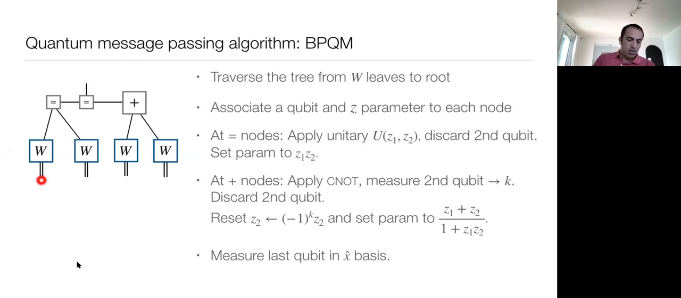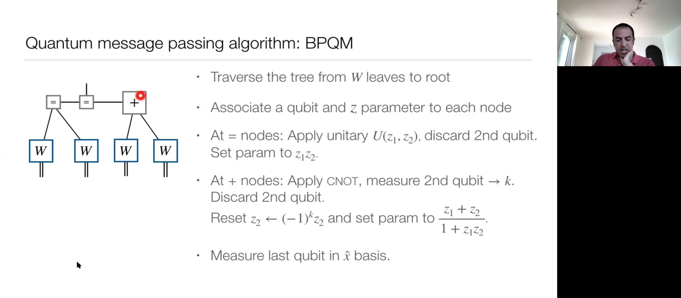So for these qubits, we're going to apply this specific unitary, which depends on the parameters that go with these two channels, Z1 and Z2. They could be different. In this case they're the same because I wrote W for all of them, but in general they are different. Then after we do this unitary, we're going to discard the second qubit and set the parameter for this node to be the product of the two Z values. So the qubit associated with this node is the one that we keep after the unitary, and the parameter that goes with it is this thing.